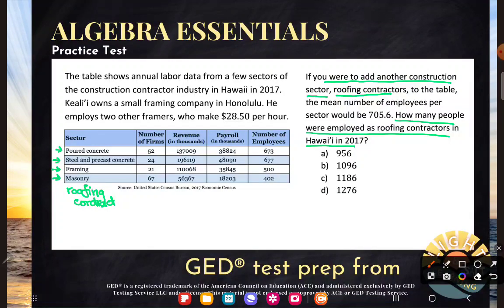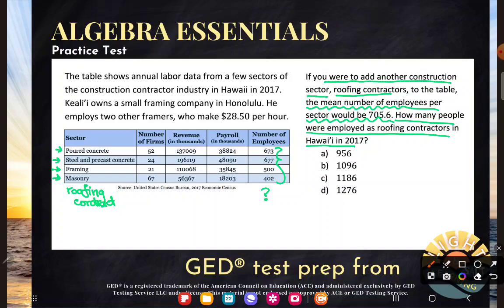Let's see, number of firms, revenue in thousands, payroll in thousands. Oh, there we go. How many people employed? Number of employees. All right, well, we need some clues. What do we know? If you were to add that to the table, oh, here we go. The mean number of employees per sector would be 705.6. So we have some info.